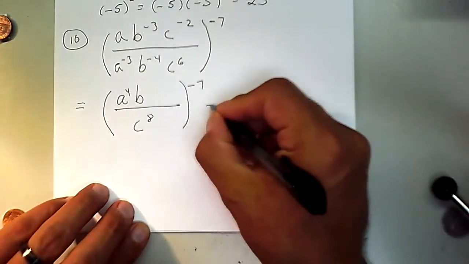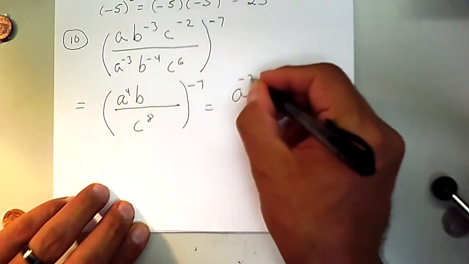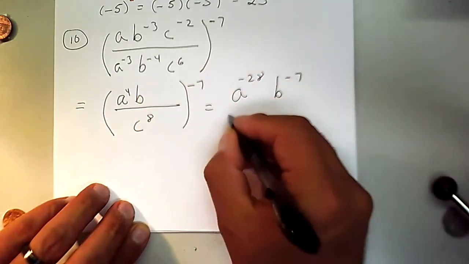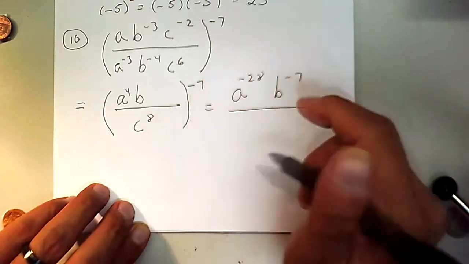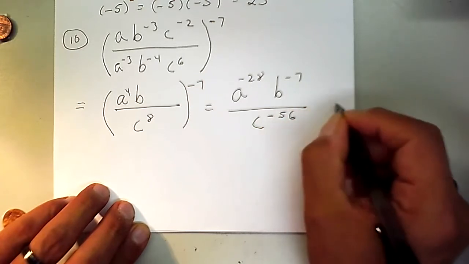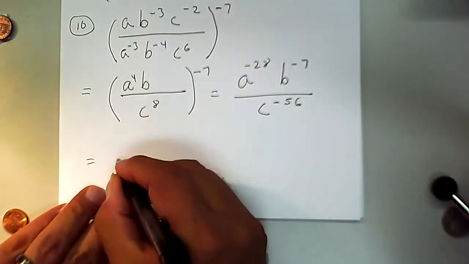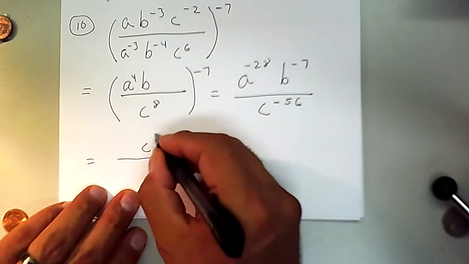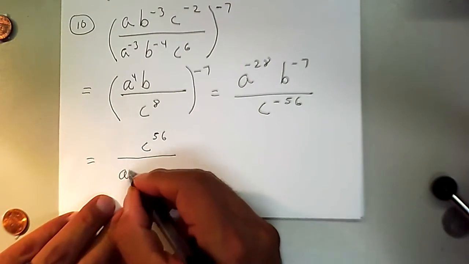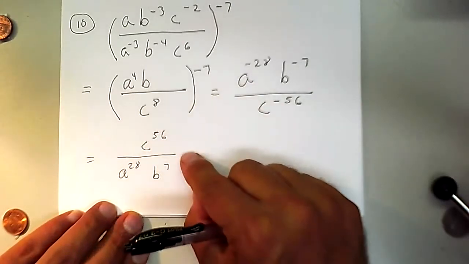Let me do that. When we multiply the negative 7 with this exponent, we end up with a to the negative 28. There's a hidden 1 here. 1 times negative 7 is b to the negative 7 over, and then c to the negative 56. Now, all of them are negative, so all of them change where they are. So the c to the 56 stays in the numerator. Sometimes my 5s look a little funny. Sorry about that. A to the 28, and then b to the 7. And that is the simplified form of this.